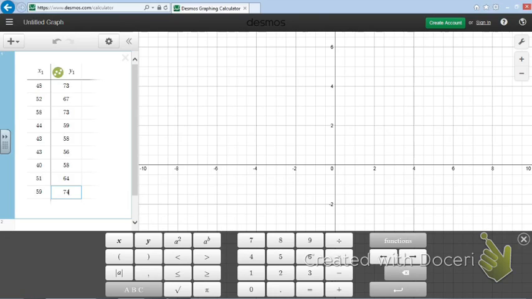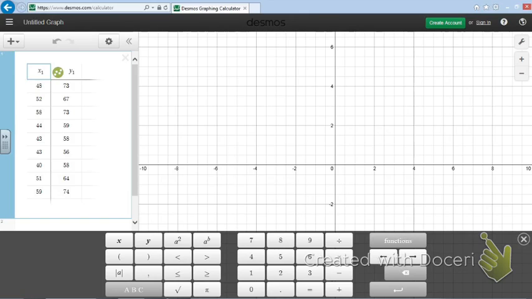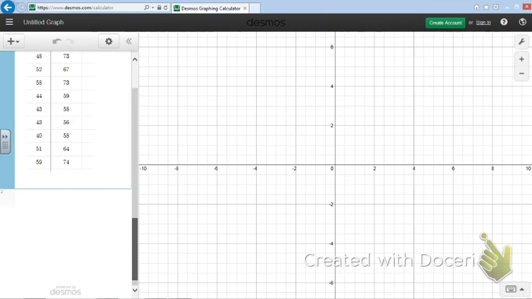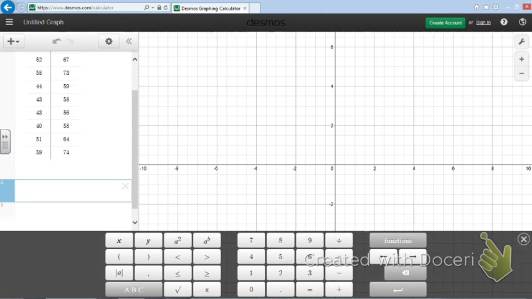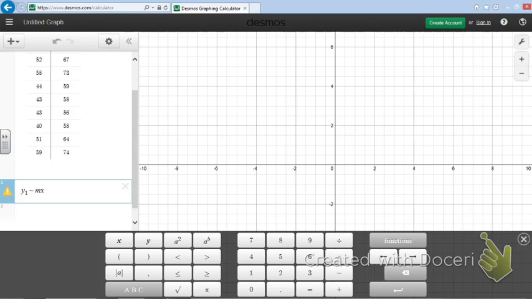Okay, so I went ahead and put the data in from our table, and if you don't remember how to do that, you just go up here to the little plus sign and click on table and it's going to add a table for you. You just want to make sure that your columns are listed as x1 and y1, because that's how we're going to enter our equation. We wanted a linear equation, so we're going to do y sub 1, and then to get that little squiggle sign, that tells Desmos to write the equation for us. And so we have a little squiggle, m x sub 1 plus b.